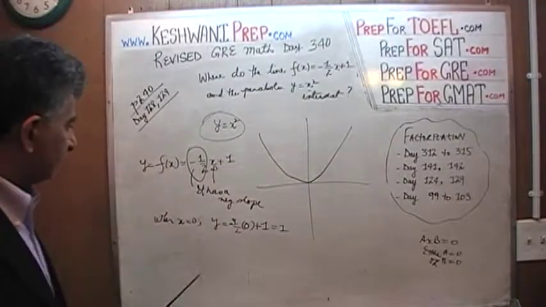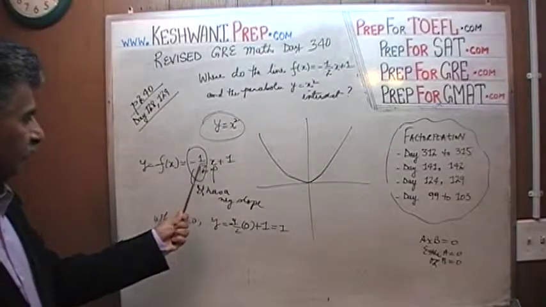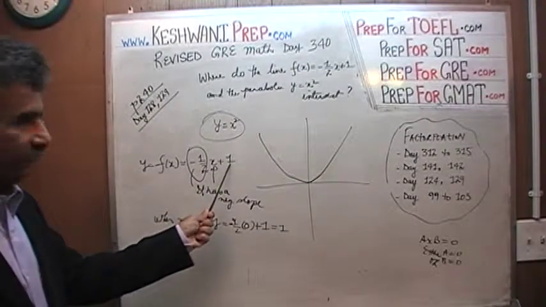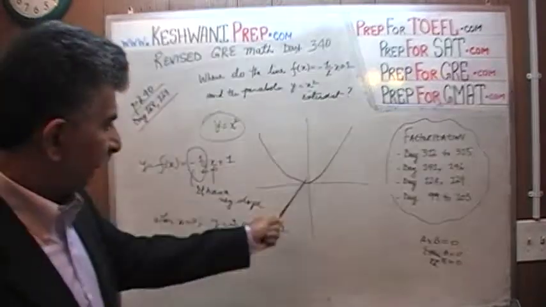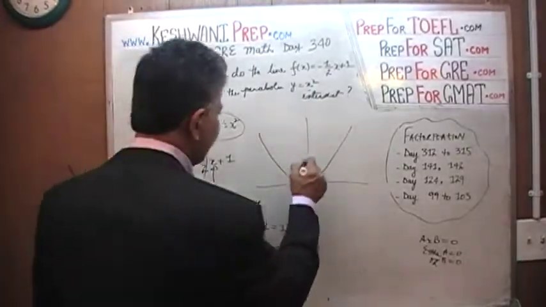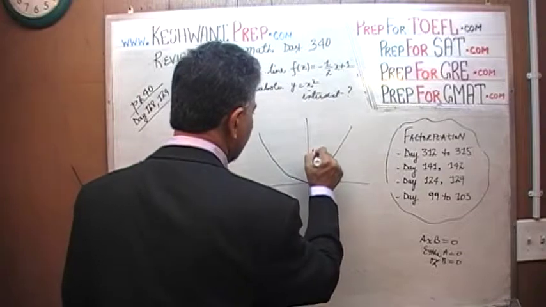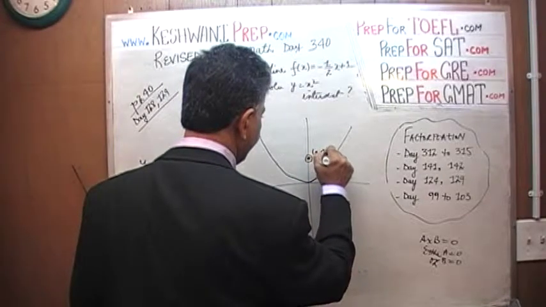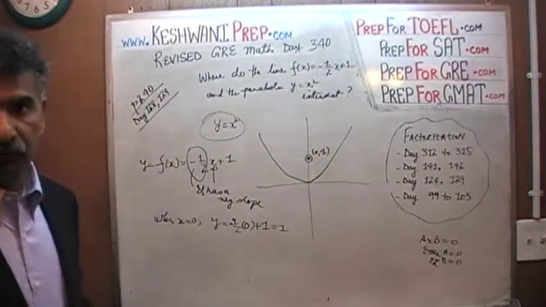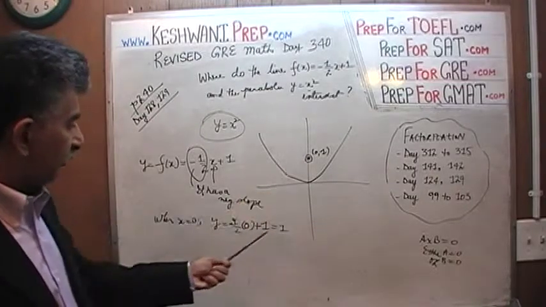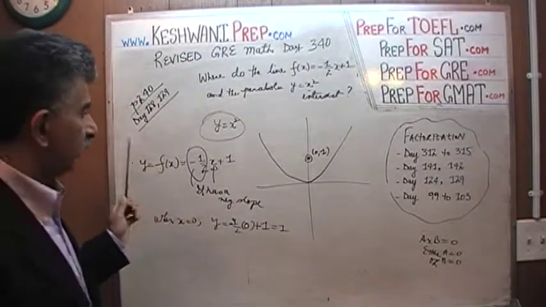The handwriting is getting very sloppy. When x is equal to 0, 0 times anything is 0, and then you get 1, which means the y-intercept. So it goes through here, 0 and 1. That's all we know so far. We know that it goes through this point because we know the intercept. We also know that it's a negatively sloped line.